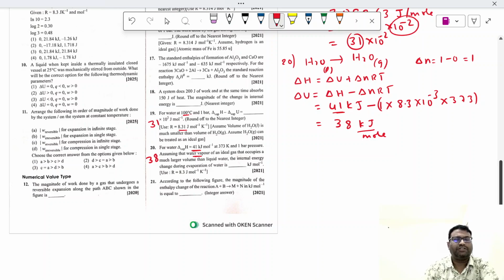So that is it for this session. I expect everyone is following the procedure for solving the questions of JEE Main. Hoping everyone is understanding.